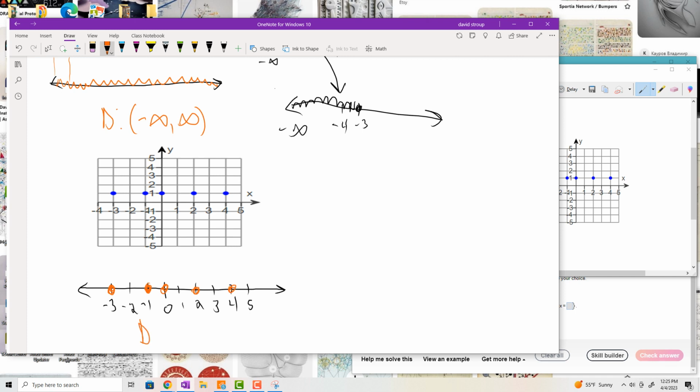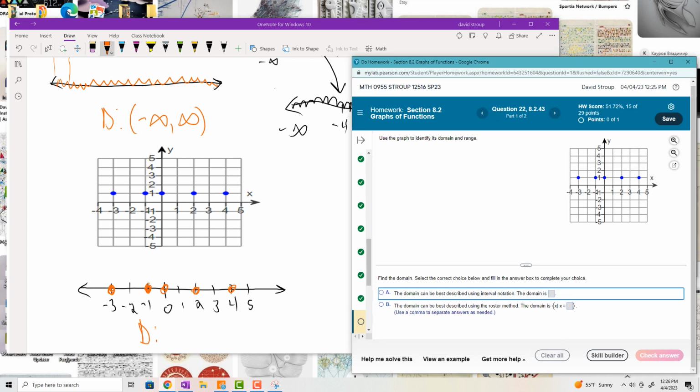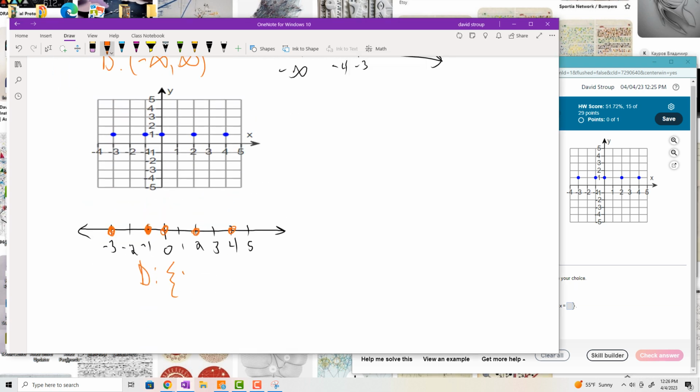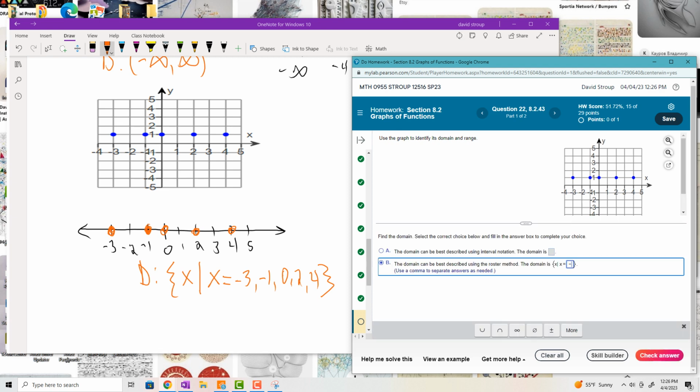So to write the domain, you can't use interval notation. You have to use that other notation, the set builder notation. The way that'll work is you're just going to write x and then the bar like we did above, and then you're going to tell me what x is actually equal to. So you're going to say x is -3, -1, 0, 2, and then 4. So that's a little bit different.